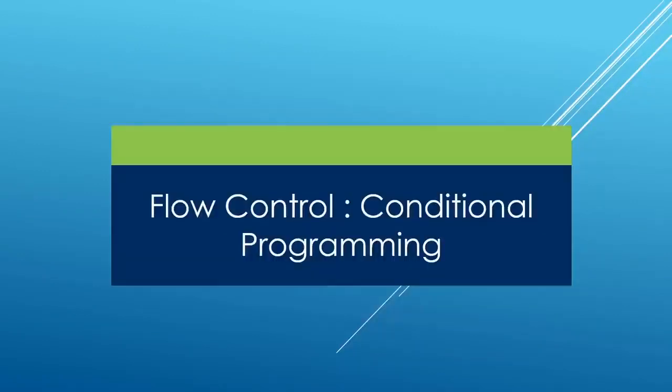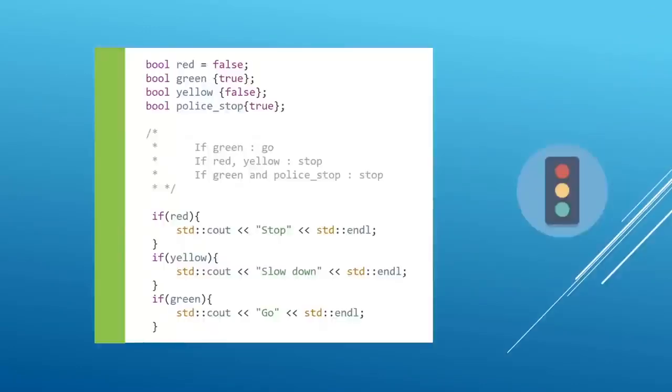I would like to welcome you in this new chapter where we're going to be learning about a new way we can do things in C++, and we're going to be doing conditional programming. In other words, we're going to be able to do different things based on the conditions that we have set up in our code. Just to give you an example here, we have a few variables, they are booleans, and we have a few initializers in there. Red is false, green is true, yellow is false, police stop is true. And we can do different things based on these Boolean conditions.